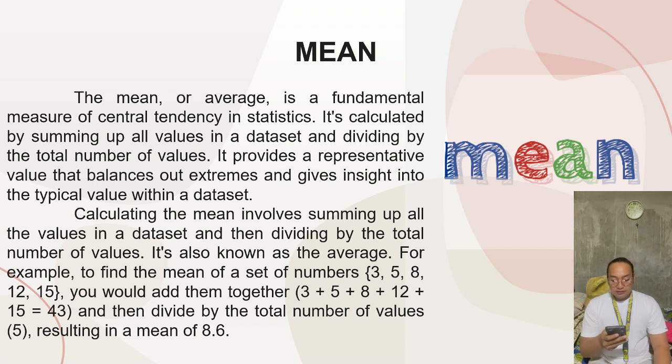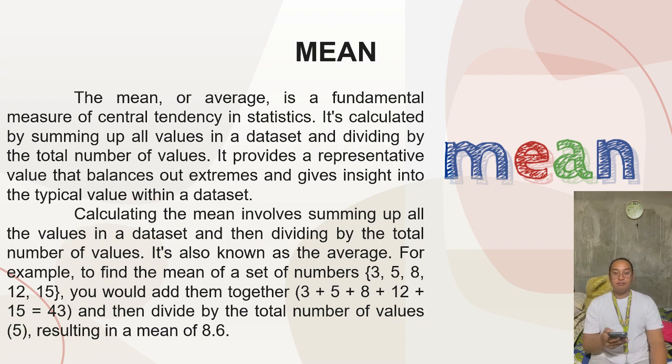Calculating the mean involves summing up all the values in a dataset and dividing by the total number of values. It's also known as the average. For example, to find the mean of a set of numbers 3, 5, 8, 12, 15, you would add together 3, 5, 8, 12, 15, which is equal to 43, and then divide by the total number of values, 5, resulting in a mean of 8.6.